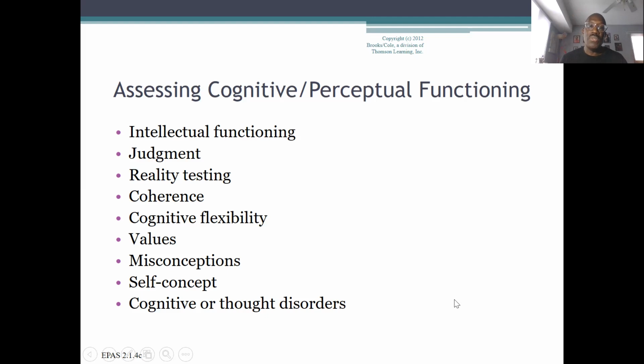We also need to pay attention to assessing cognitive and perceptual functioning. When we're talking about cognition, we're talking about the mind in and of itself. So it's about intellectual functioning, judgment, reality testing, coherence, cognitive flexibility, misconceptions, cognitive or thought disorders. We need to assess people to understand how they are operating from a cognitive standpoint. Do I know what year it is? Do I know who the president is? Things that people would typically know. If I'm assessing someone and they are not aware of those things, that's a sign that there may be some issues as it relates to cognitive and perceptual functioning.